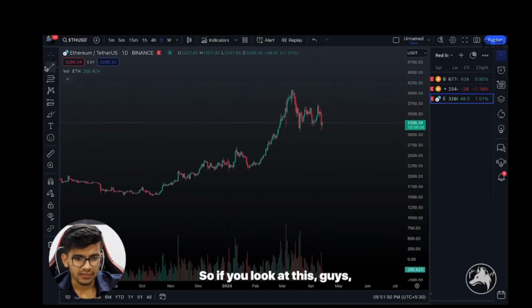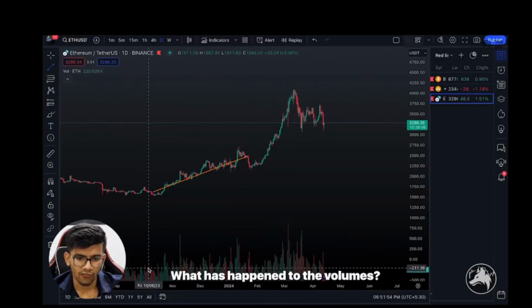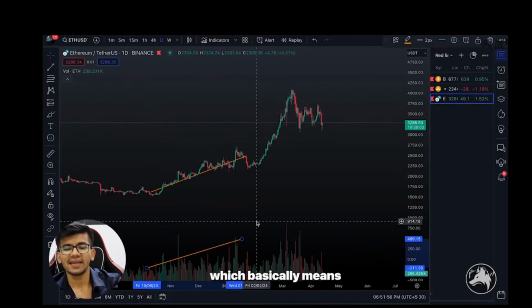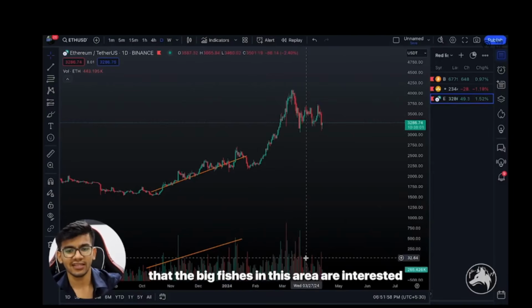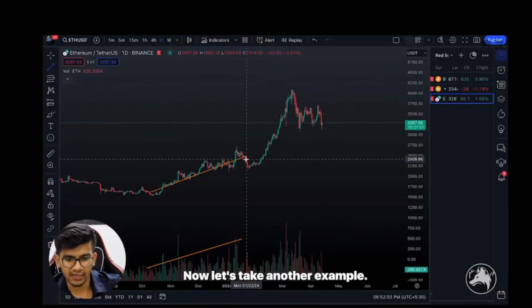So if you look at this, guys, take a look at this move from here to here. What has happened to the volumes? The volumes have gone up, which basically means that the big fishes in this area are interested to drive the price of Ethereum higher. Now let's take another example.